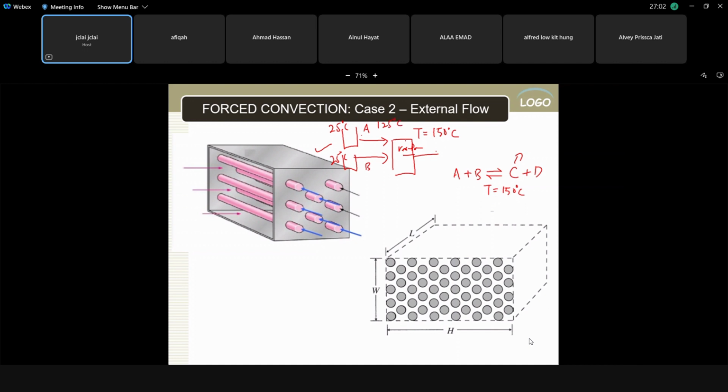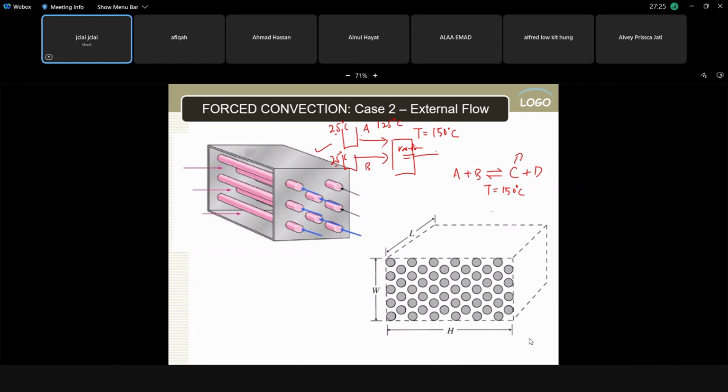Okay, so we don't want to affect the reaction in the reactor, right? Because if too much raw material is pumped in, then you affect the reaction, right? Because the temperature of your raw material is at 25.